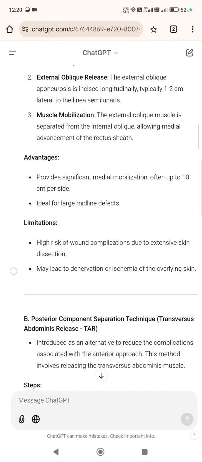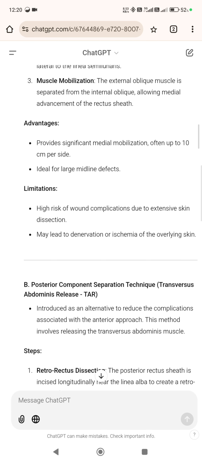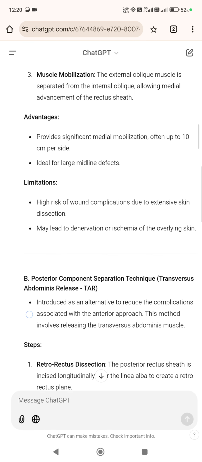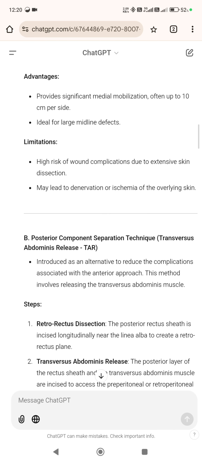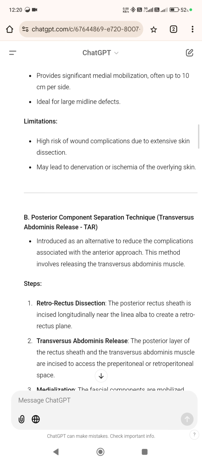Advantages. Provides significant medial mobilization, often up to 10 centimeters per side. Ideal for large midline defects. Limitations. High risk of wound complications due to extensive skin dissection. May lead to denervation or ischemia of the overlying skin.